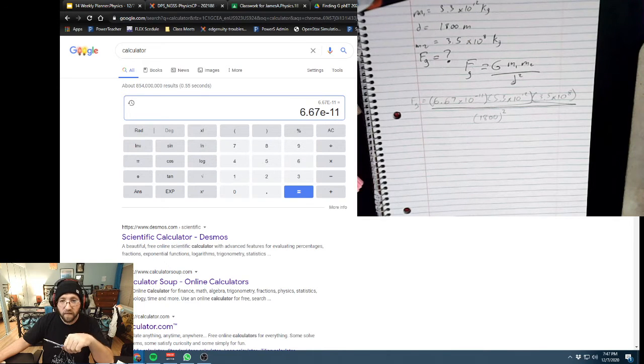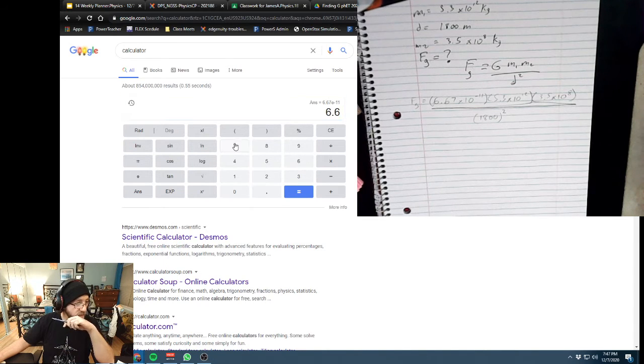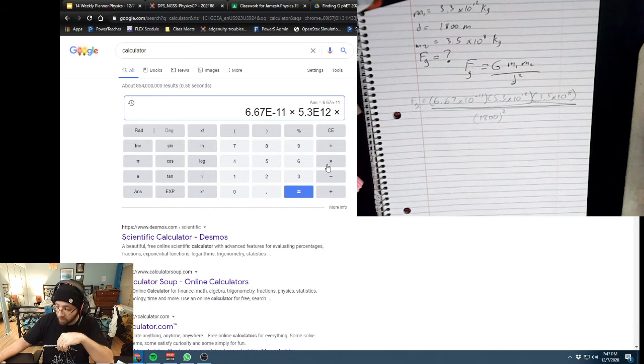So let me start going line by line through this equation. 6.67 E minus 11 times 5.3 E 12, the middle term, times 3.5 E8. So again, that E stands for times 10 to the whatever power. E12 means times 10 to the 12th power. E8 means times 10 to the 8th power, right? These are just ways of getting scientific notation here.